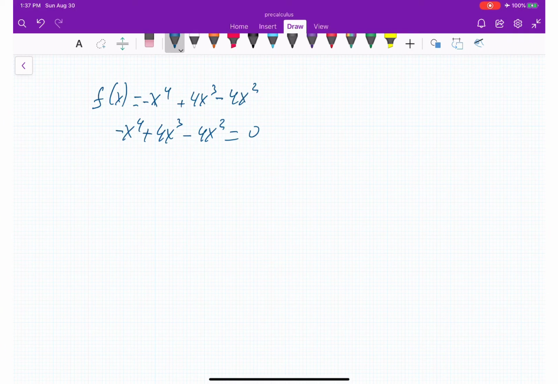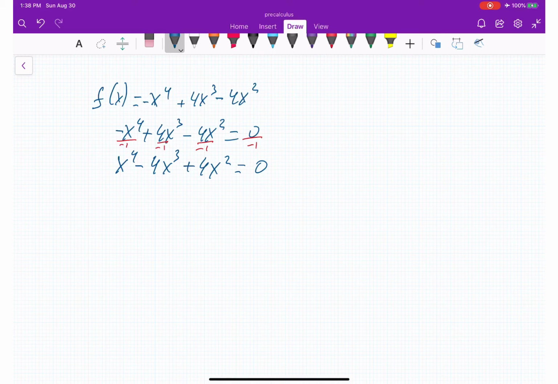Since I have here in front negative, I'm going to divide across the equation everything by negative 1. So flip the sign everywhere. So it's going to be positive x to 4 minus 4x cubed plus 4x squared. All I did, I just divided by negative 1. I have the right to do that. Whatever change I do to one side of the equation, I have to do exactly the same change to the other side of the equation. Since on the right side it's 0, so it stays 0, but I flipped every single sign and got rid of this negative sign in front of x to power 4.